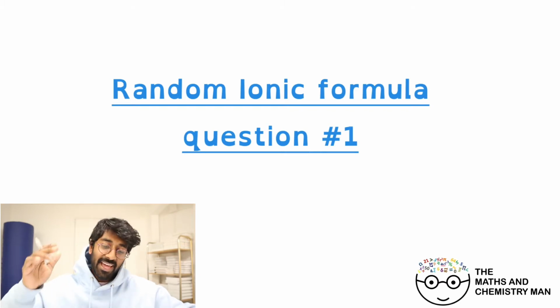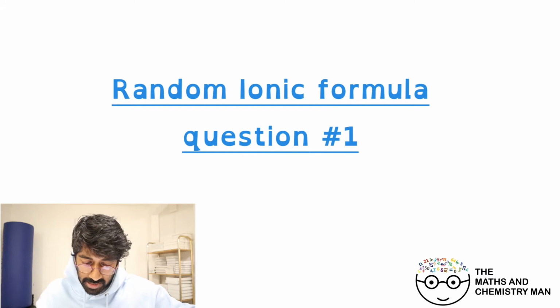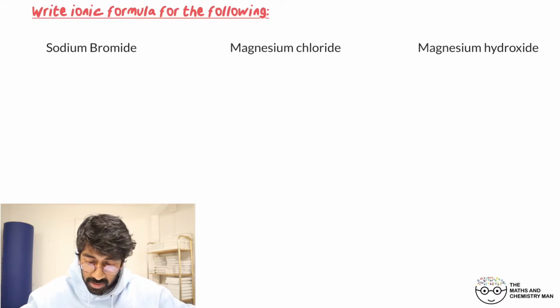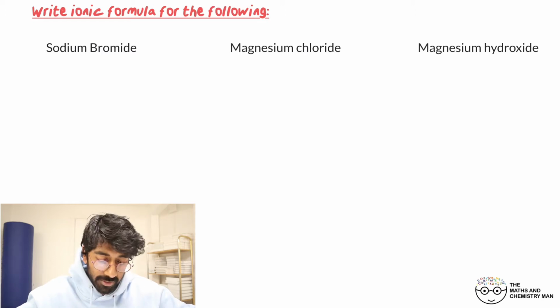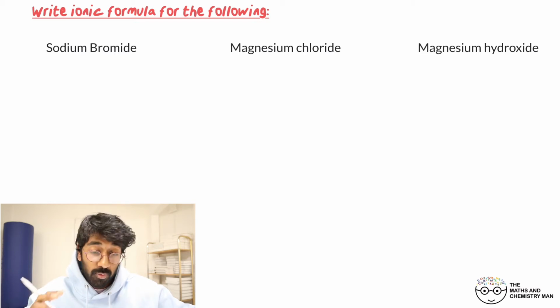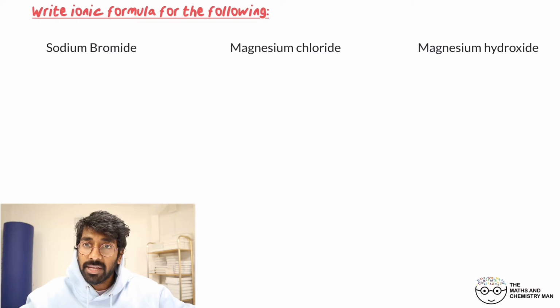Okay, it's chemistry time. Now, what we've got to do here is work out the ionic formula of these three compounds. Have a look through there. You've got sodium bromide, magnesium chloride, and magnesium hydroxide. Try and think of what their formulas could be. Have a look at the periodic table, think about what ions they form and that kind of thing. And I will catch up with you in a few seconds to go through the solutions.